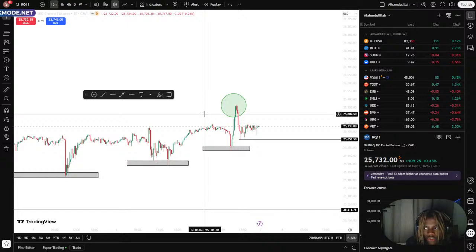There's going to be multiple entries, multiple re-entries, and some people even scale in. I don't agree with scaling in just because it doesn't make logical sense to scale in, but whatever works for people, honestly.